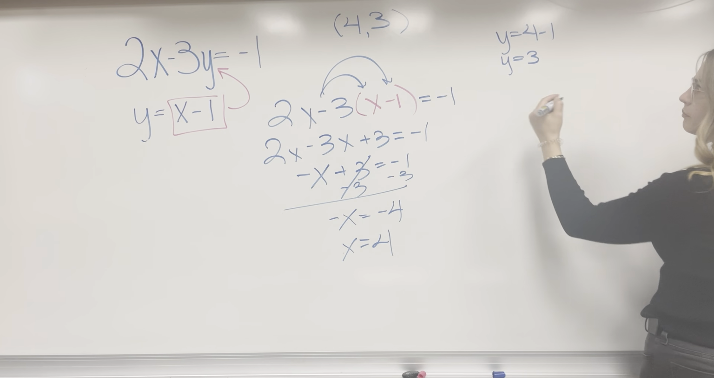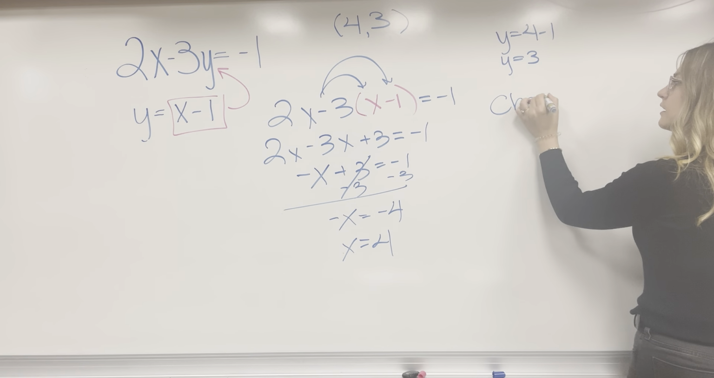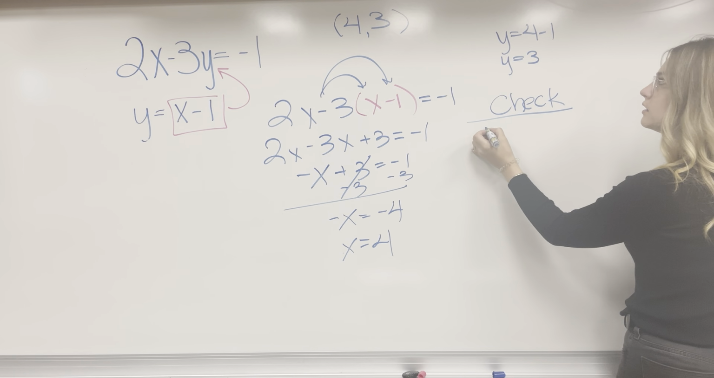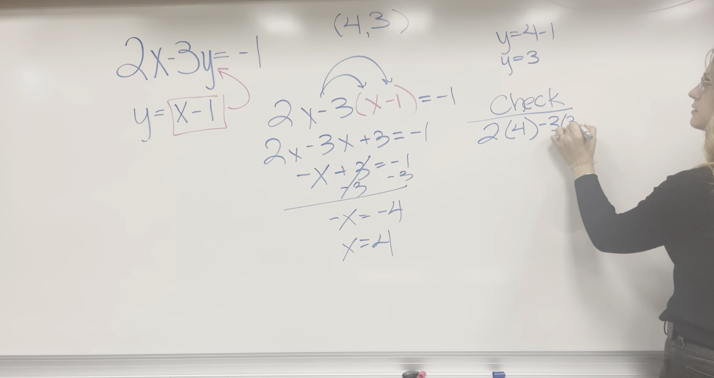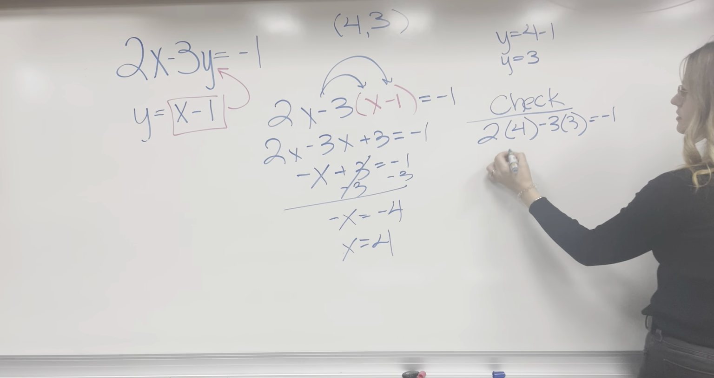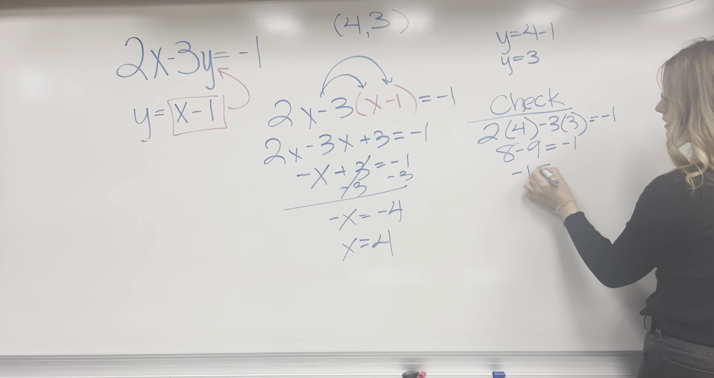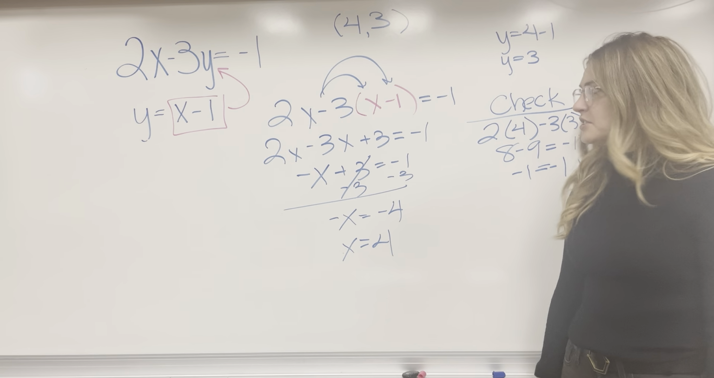Now let's check that coordinate in the top equation, make sure it works. And if it does, then we are right. So 2 times 4 minus 3 times 3 equals negative 1. So 8 minus 9 equals negative 1, and negative 1 equals negative 1. And that's how you use substitution.